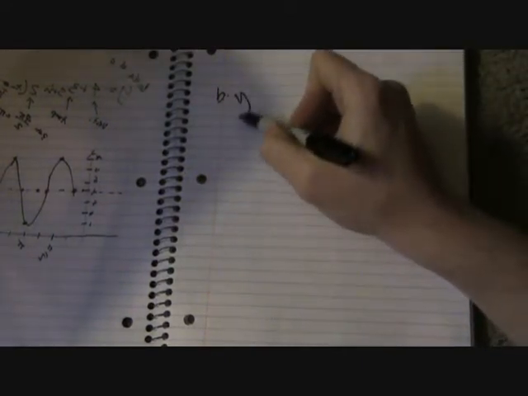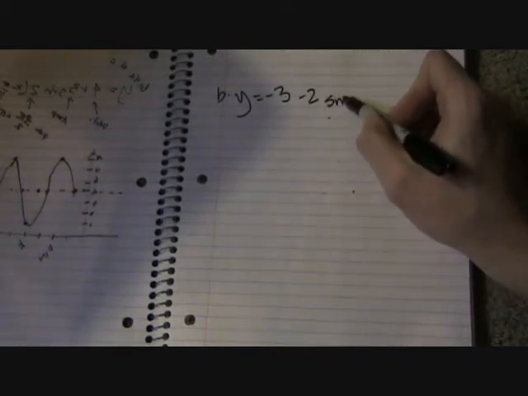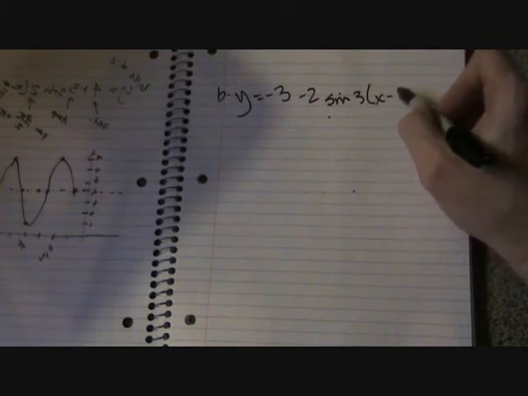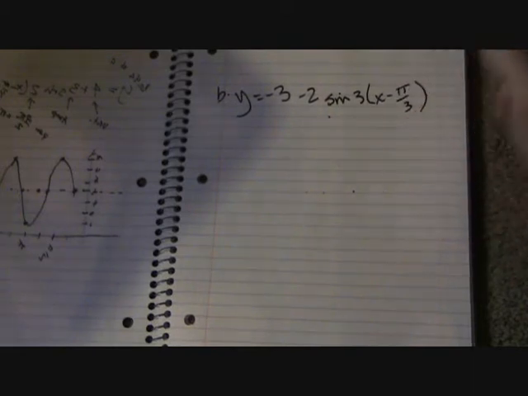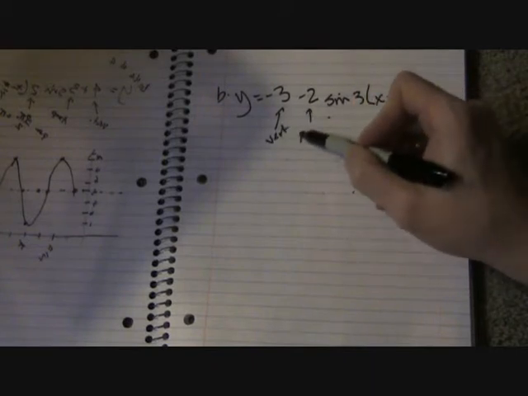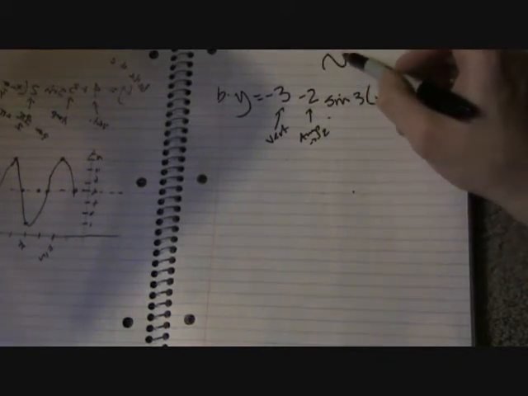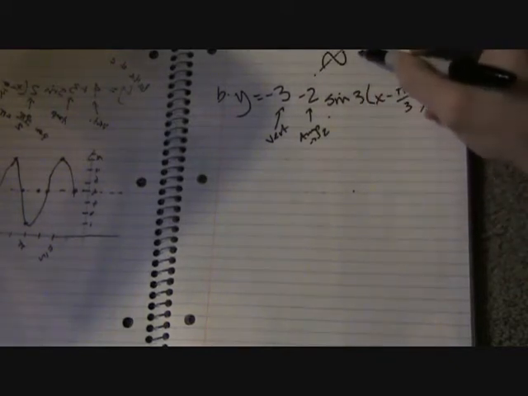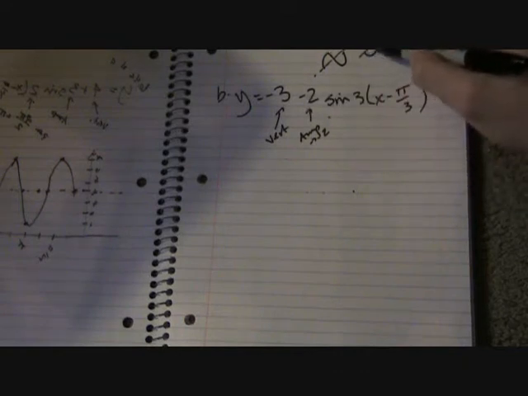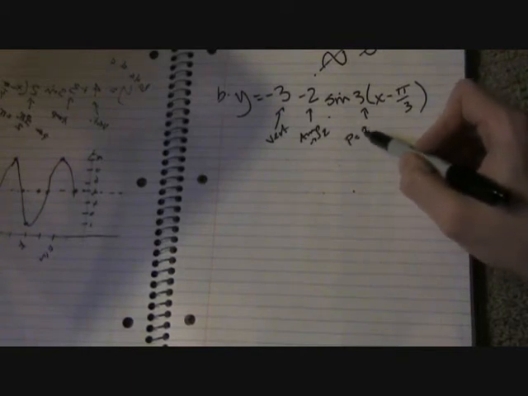So for B, y equals negative 3 minus 2 sine of 3 times the quantity x minus pi over 3. For the rest of these, I'm going to be going by relatively quickly in terms of the actual graphing part. Your amplitude here is negative 2, which means that your graph, normally sines start in the middle, come back up, come across. This one, since it's a negative amplitude, is going to start down, come back up, and come like this. Your period is going to equal 2 pi over 3.